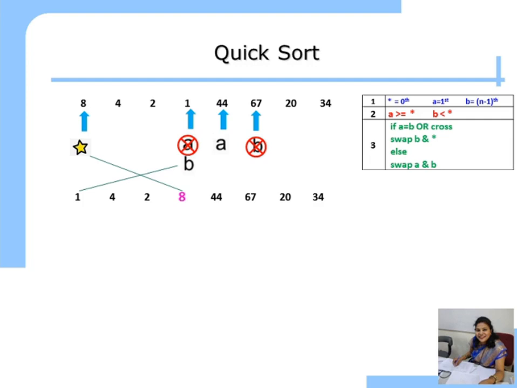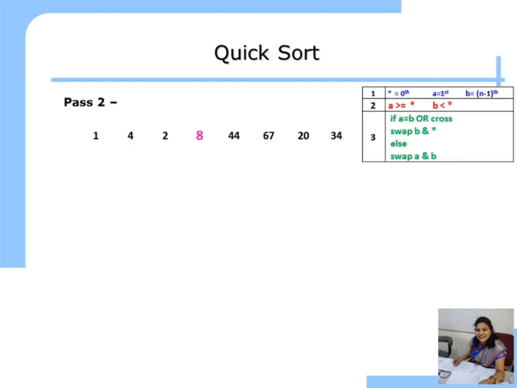And we get two lists. One list has the values 1, 4, 2, which of course is an unsorted list, and another list has 44, 67, 20 and 34. This is the end of pass 1. Why? Because in pass 1 there is one pivot element, 8, and we are swapping the pivot. So the position of pivot element 8 is finalized now, and we have two lists: 1, 4, 2 and 44, 67, 20, 34. Let us start the second pass.